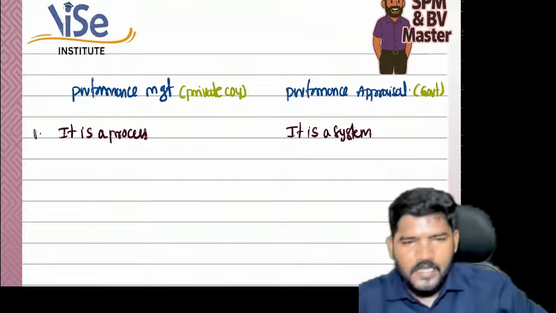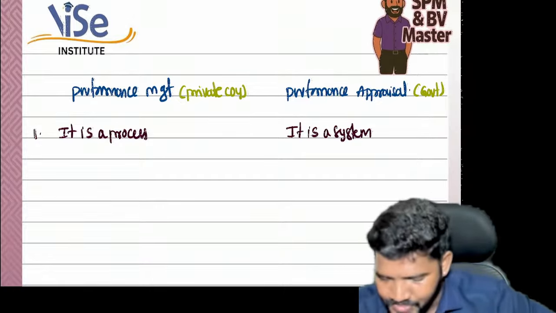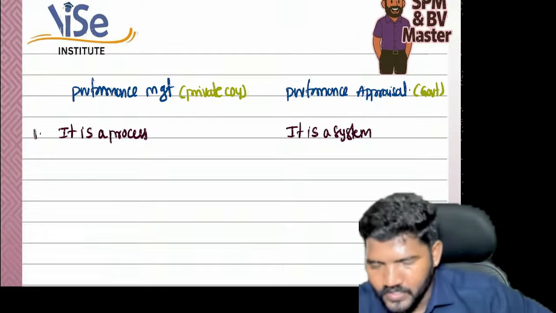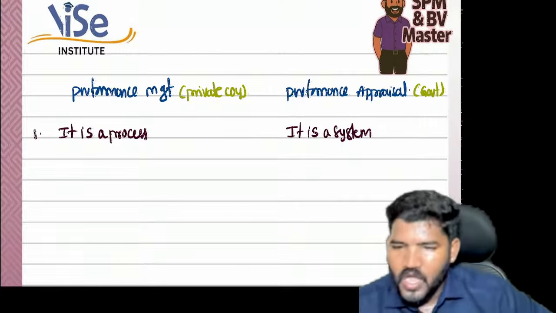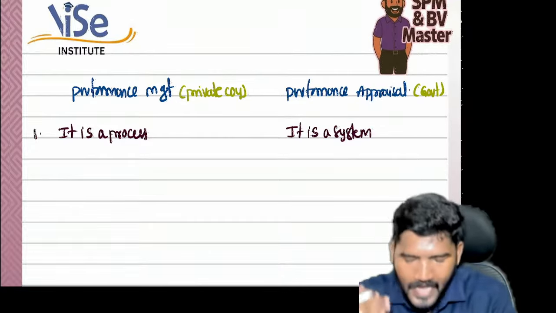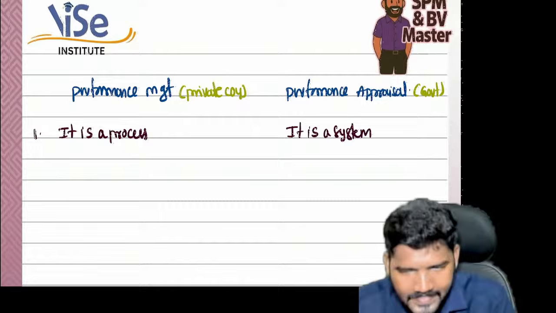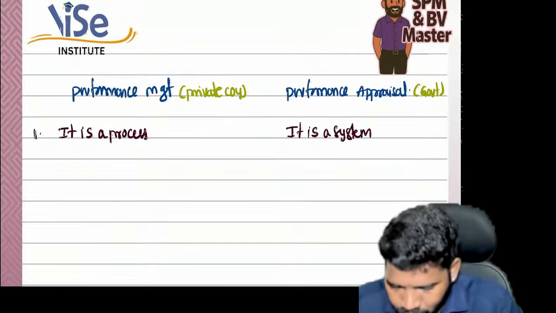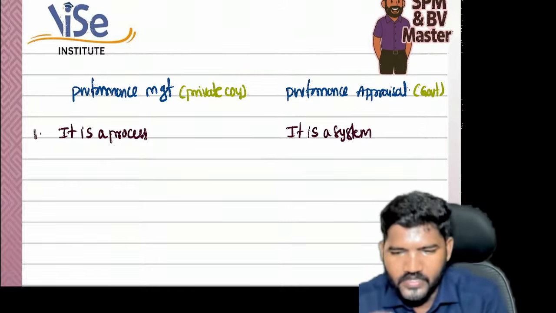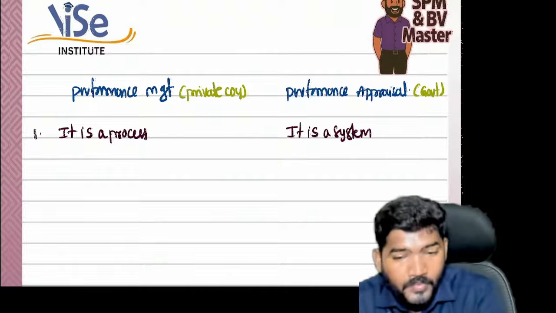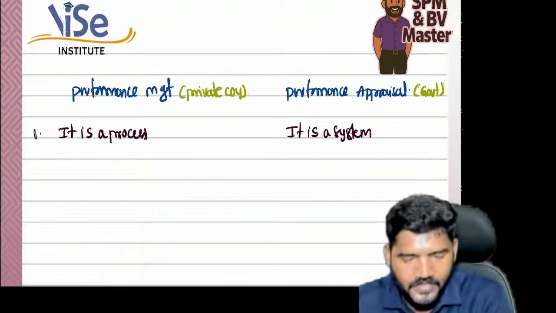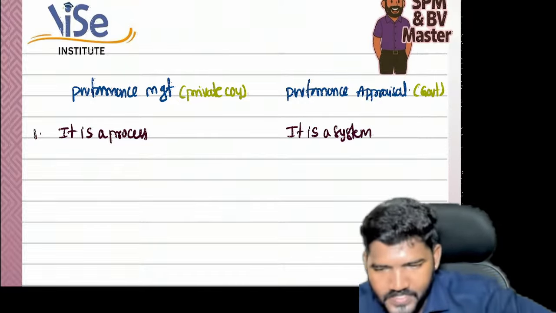Okay, take an example to understand this process and the system. For example, we have started a coaching institute, and every week, or every month, or every quarter, or every exam, I give feedback to every student: what you are studying, how much marks you are getting. That kind of review I'm giving every week or every month. That is called a process.